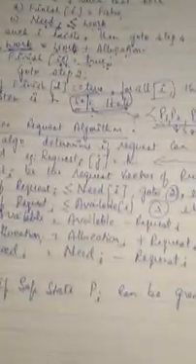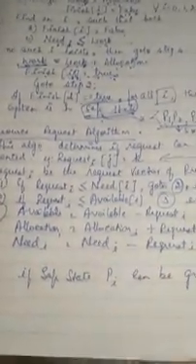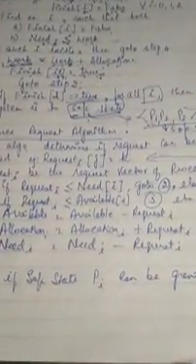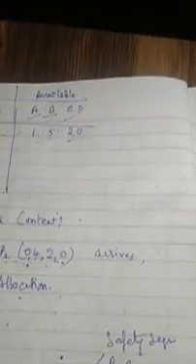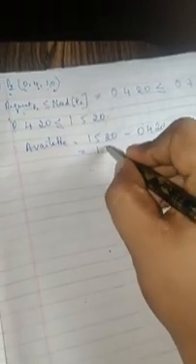In the third step, what are we going to do? Available is equal to available minus request. So we are going to get a new value for available. Available is equal to the current available, that is 1520, minus request, which is 0420. So the new available you are going to get is 1100.